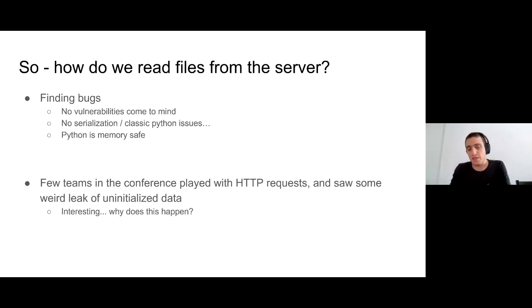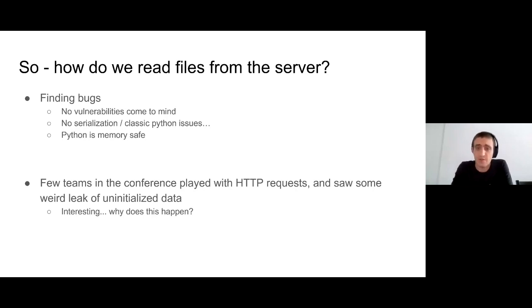Okay, so just like we saw, we need to find a way to leak the fingerprint image from the server. So let's start by trying to find some bugs. The problem is that after first glance of the challenge, we don't see any trivial vulnerabilities that come to mind. The challenge is written in Python, which is a memory-safe language. There aren't any classical Python issues here, no serialization, deserialization and stuff. And basically, it simply doesn't look like this kind of CTF challenge that hands you some vulnerability and expects you to exploit it.